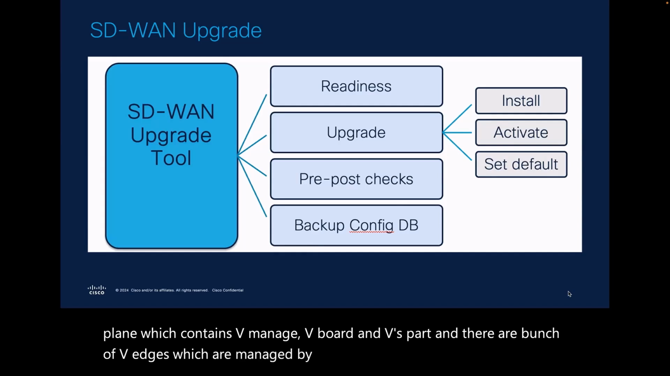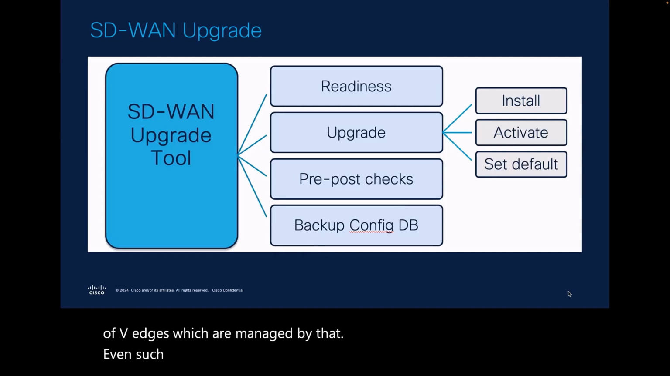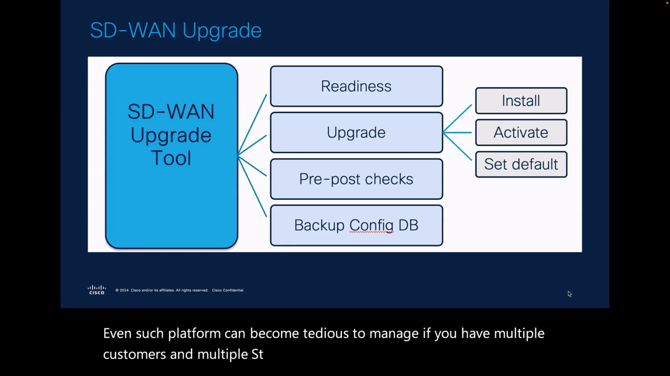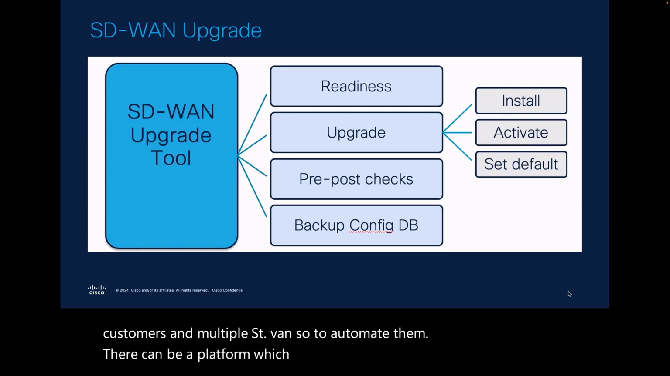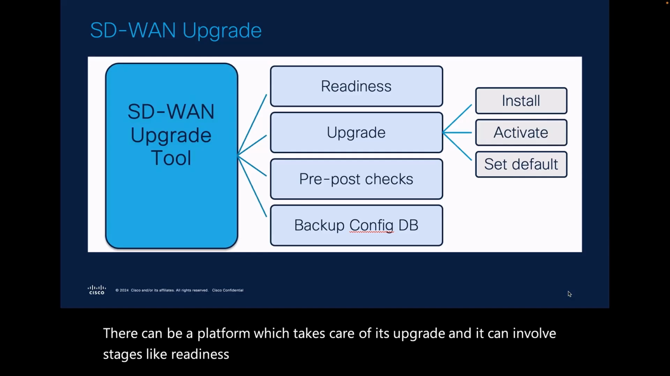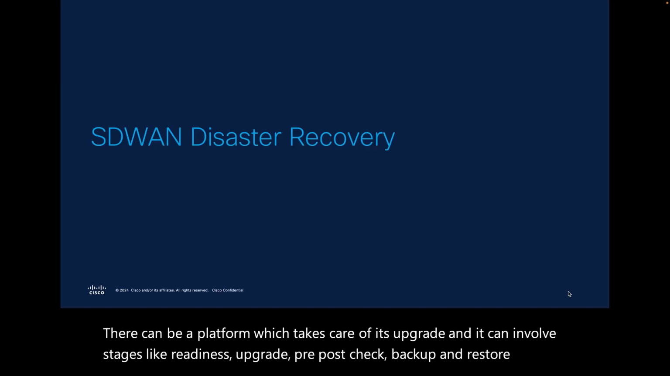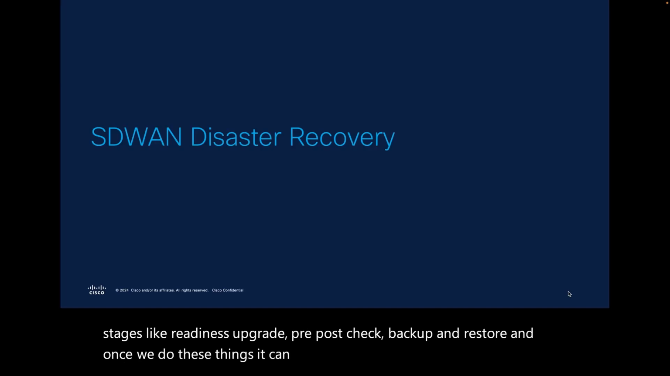Even such a platform can become tedious to manage if you have multiple customers and multiple SD-WAN deployments. So to automate them, there can be a platform which takes care of its upgrade, and it can involve stages like readiness, upgrade, pre-post check, backup and restore. And once we do these things, it can be put into a pipeline.